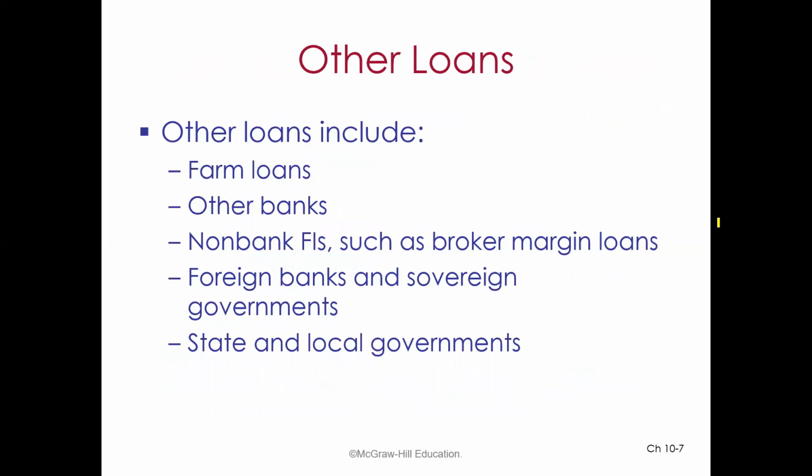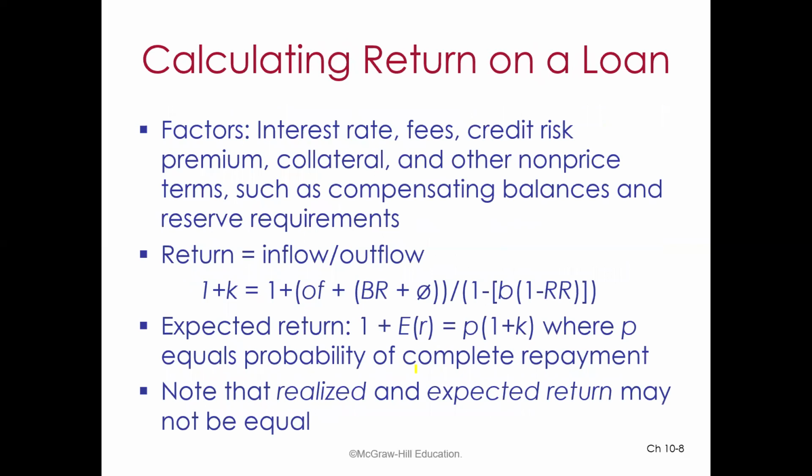There are other forms of loans also provided by financial institutions. For example, farm loans, loans from other banks, non-bank financial institutions such as broker margin loans, and also loans provided by foreign banks, loans provided by state and local governments, etc.